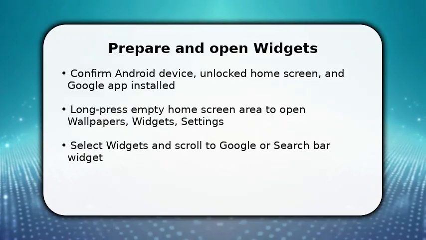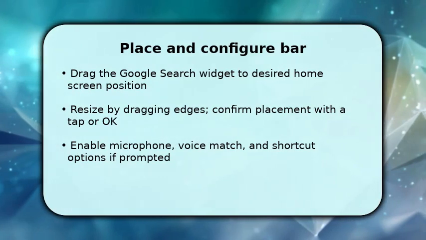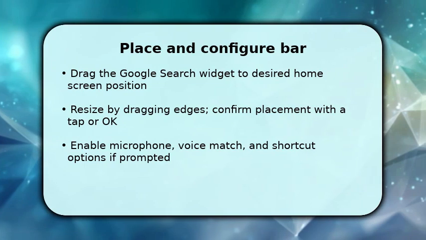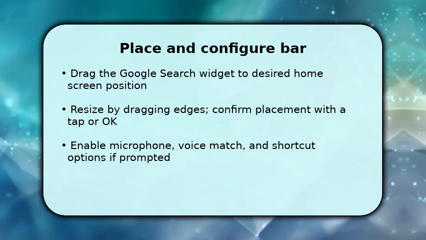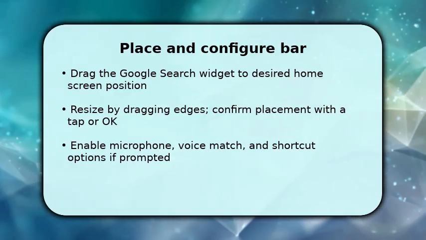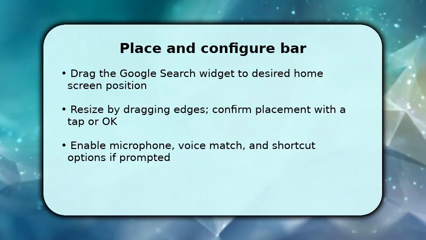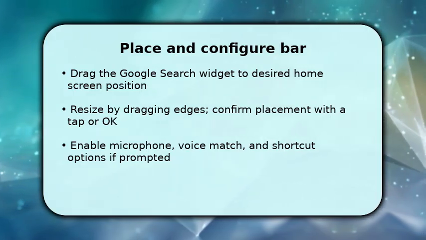Now drag the Google search widget to the spot where you want quick access. You can resize it by dragging its edges to fit one or more columns. This controls how much space it occupies and what shortcuts appear. Once placed, tap to confirm or let it snap automatically.